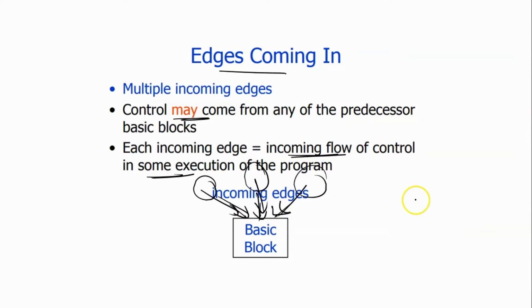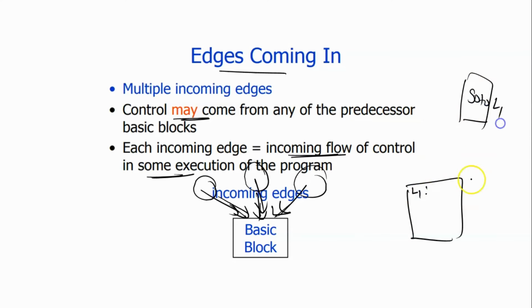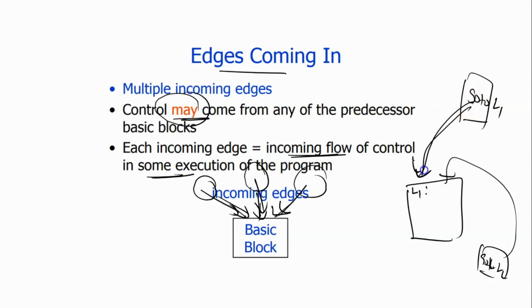Okay, for example, let's assume this is your basic block, and the first statement has label L1. Let's assume somewhere in your program you have go to L1, and somewhere else you also have go to L1. So you can have multiple incoming edges, and each edge tells you that control may come from here or control may come from here.